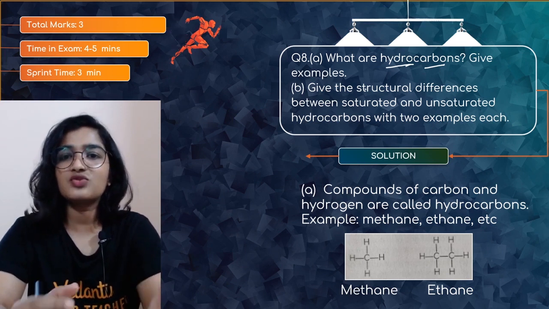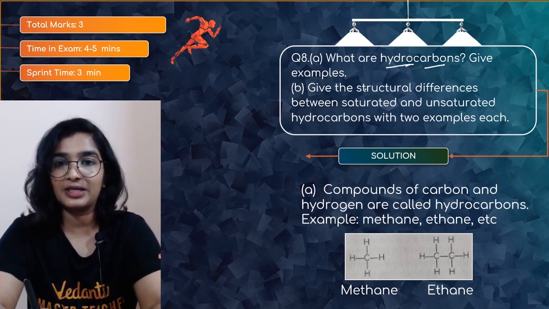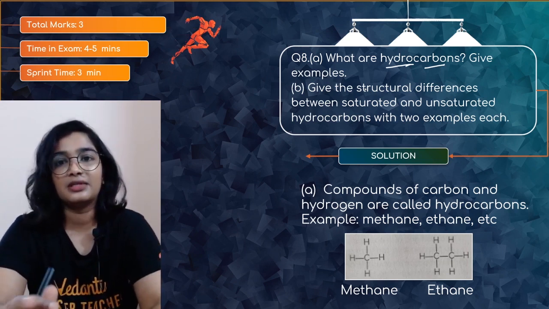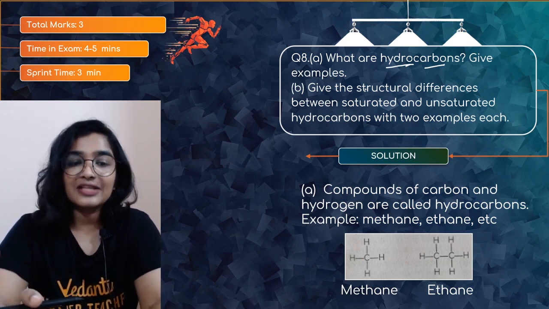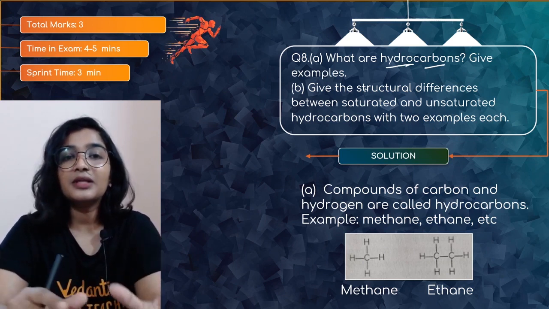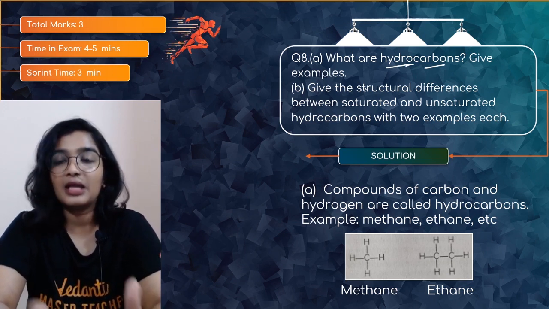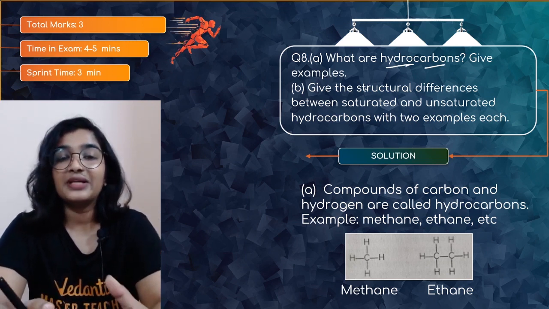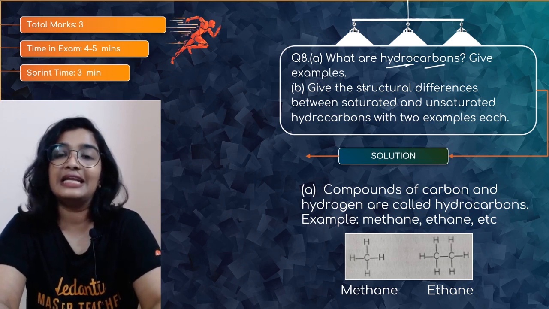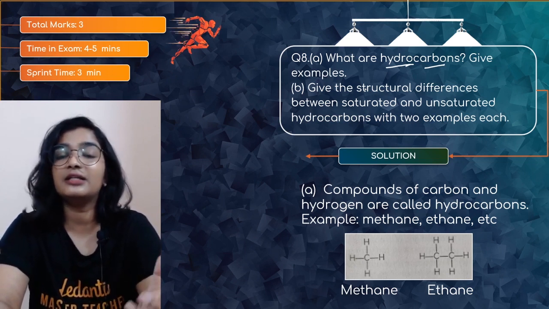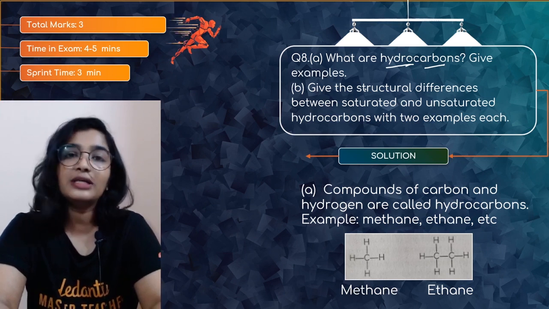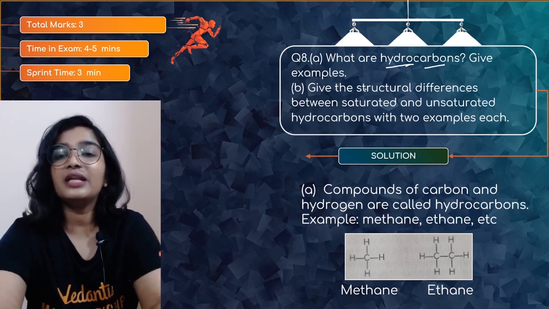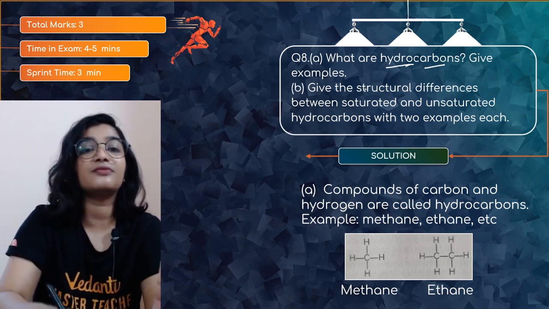Next is give the structural difference between saturated and unsaturated hydrocarbons with 2 examples each. What is the structural difference? We are not talking about its chemical properties. It is the structural difference. So in saturated hydrocarbons, the carbon-carbon bonding is only single bond, right? But in unsaturated hydrocarbons you will see at least one double or triple bond in a compound. So such compounds are unsaturated, whereas the carbon compounds containing only single bonds between carbon atoms are said to be saturated hydrocarbons. Then they want you to write 2 examples because this is for 3 marks.